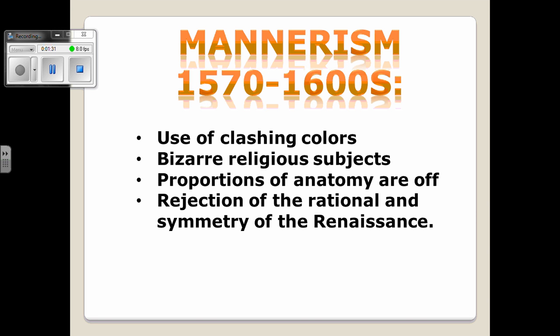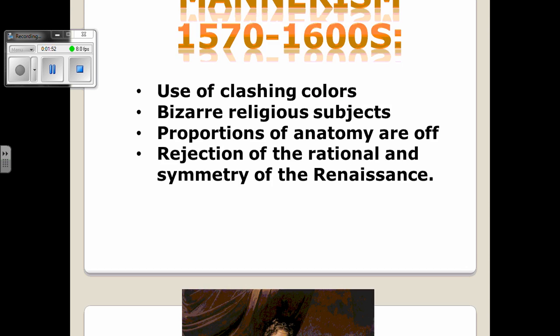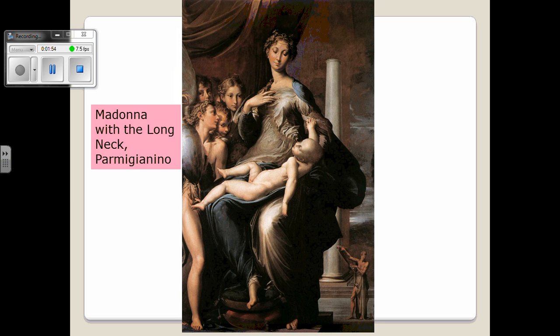It's known for its clashing of colors and bizarre religious objects. And the real neat thing that you're going to notice with Mannerism is that the anatomy and the balance of a lot of the paintings are off. So think back to when we saw all that symmetry and balance with the Renaissance. This is now kind of in response to Renaissance and Northern Renaissance paintings. All right. First painting we're going to take a look at is Madonna with the Long Neck.